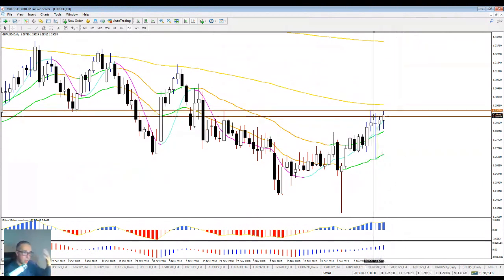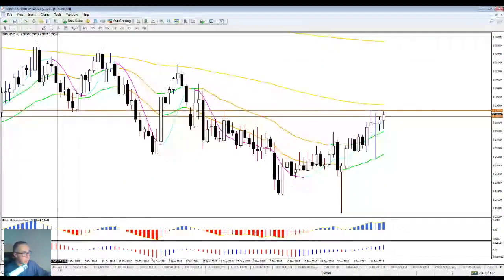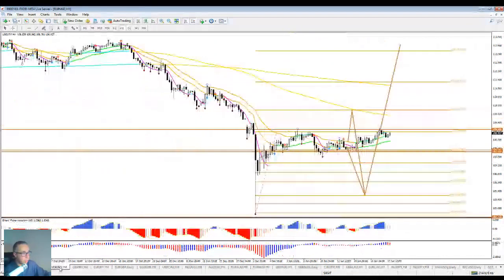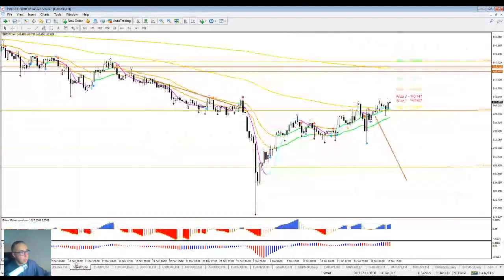All right, so that's a quick overview of the euro dollar, pound dollar. Let's move on. Let's see if there's anything interesting. Dollar yen, not interesting in my view. Neither the pound yen that much. I guess upside is most likely at this moment because price is above the 21 EMA.